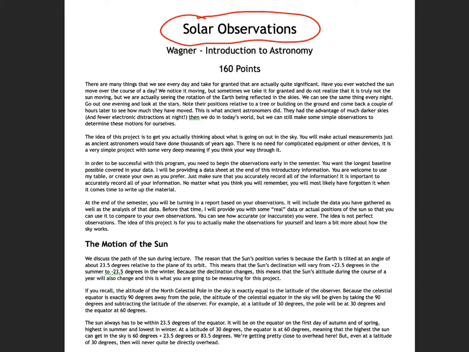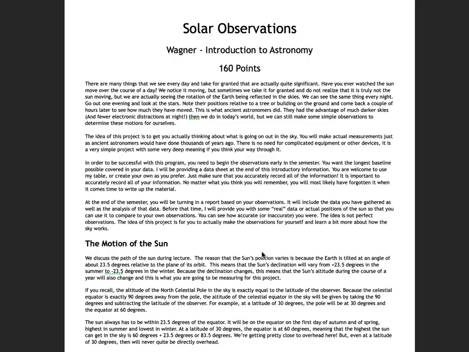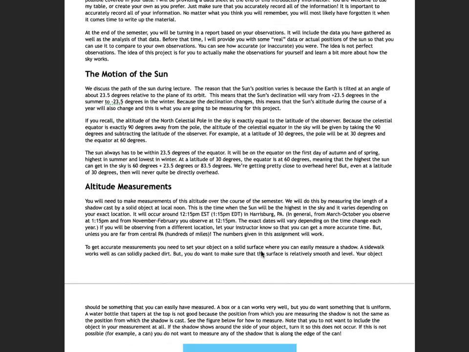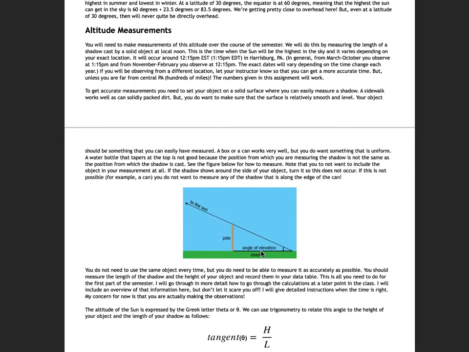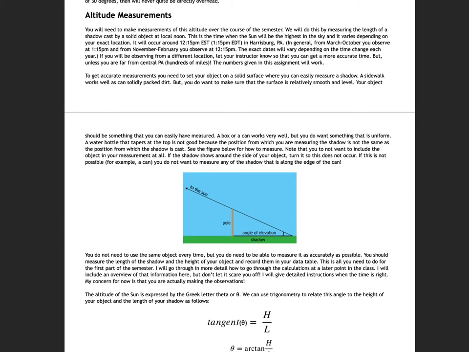So there's some introductory material here that you'll want to look at and that I'm not going to go through and read again. What we want to look at is what you really need to do. We're going to be making these altitude measurements. So we're going to start here and look at the altitude measurements, and this is what you need to do. You need to look at a specific time, and that is local noon, which for this area is generally around 12:15 Eastern Standard Time or 1:15 Eastern Daylight Time.